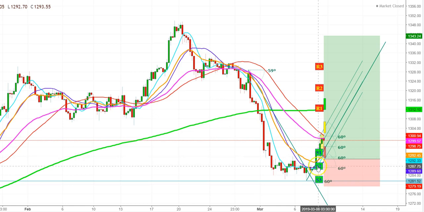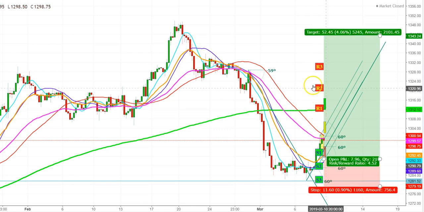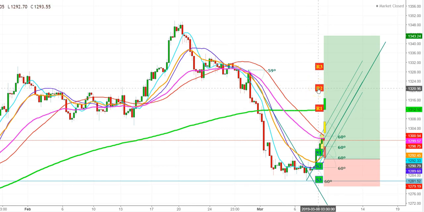Friends, in this expected trading zone, I expect my first resistance at the level of $1312, where the gold futures may find stiff resistance due to the presence of the 200 days moving average. The second resistance will be at the level of $1320. Third resistance will be at the level of $1330.